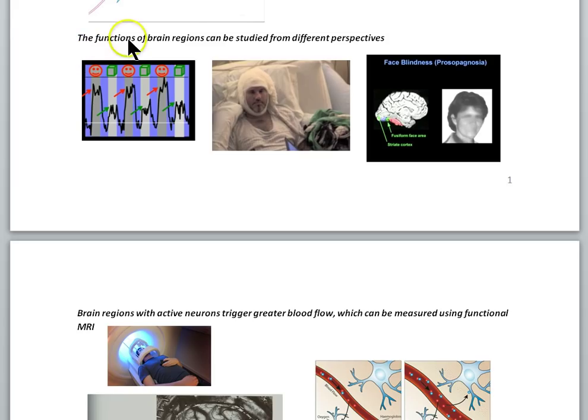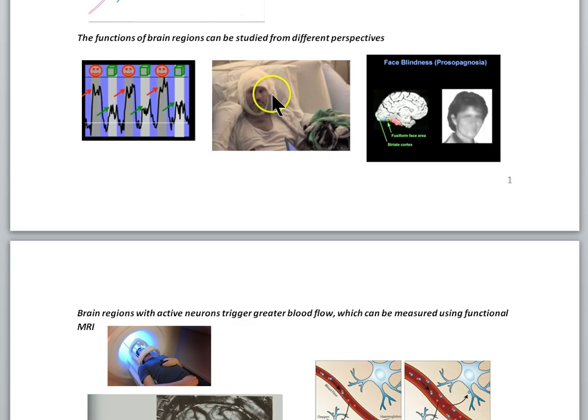The function of brain regions can be studied from different perspectives using different techniques. Let's take the face area in the brain. I'm going to start on the right here. We know that damage to a certain area of the brain in the fusiform gyrus on the right hemisphere produces face blindness. People have difficulty perceiving faces, the identities of individuals. They can't seem to remember the face or identify them later or even imagine the faces.